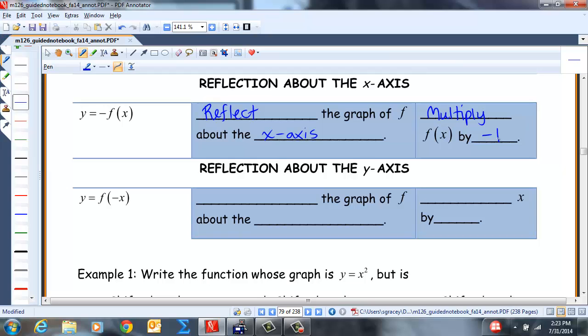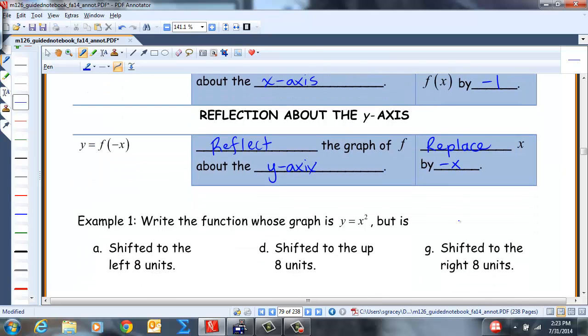And then if the negative's inside the function, you reflect the graph of f about the y-axis. And you're going to replace x in f of x by -x.